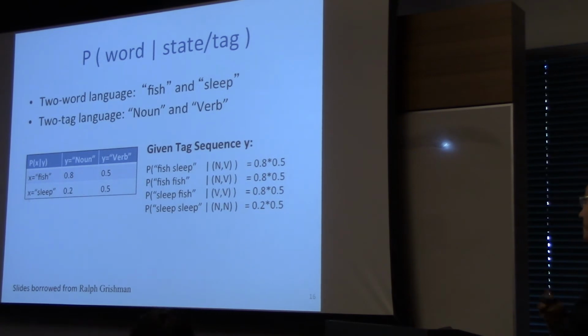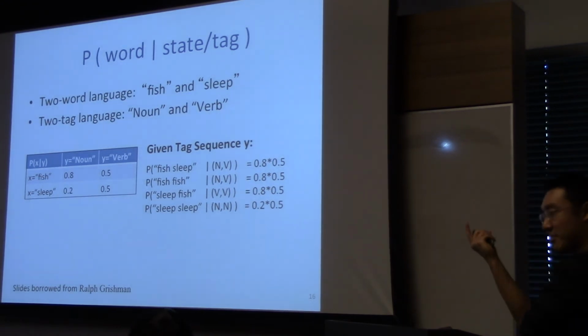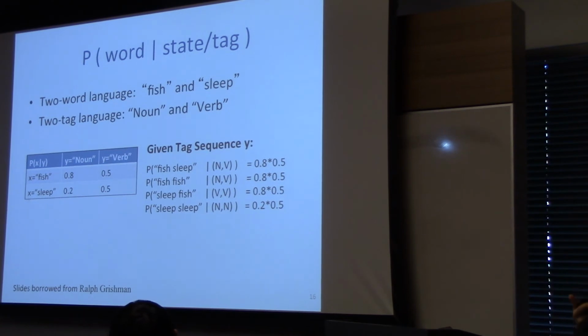Okay, so let's look at a very simple, concrete example. Let's say there are two words in the vocabulary, either fish or sleep, and our part of speech tags only have 2 tokens, noun and verb. And so here's the conditional probability table. Given the y's, what is the x? So this is the naive Bayes subcomponent part of the hidden Markov model.